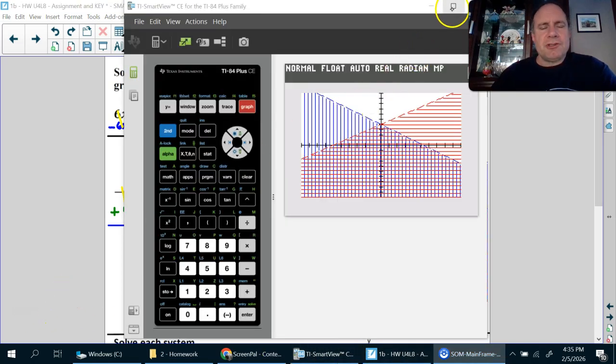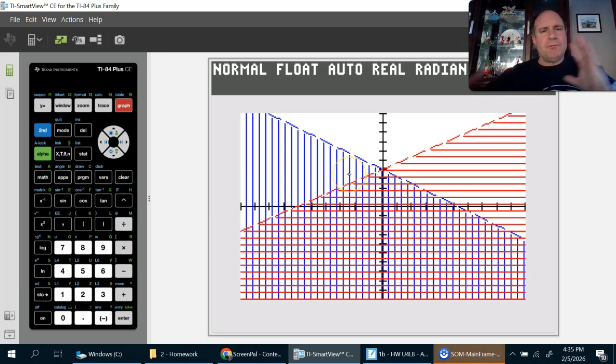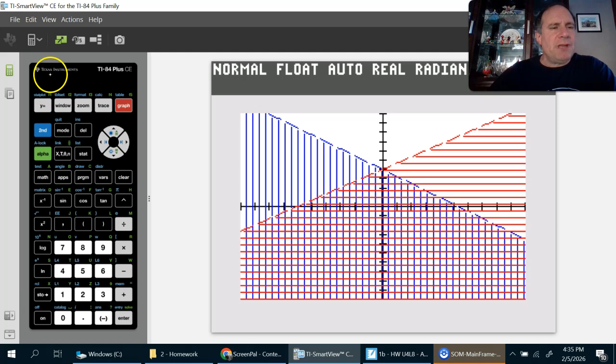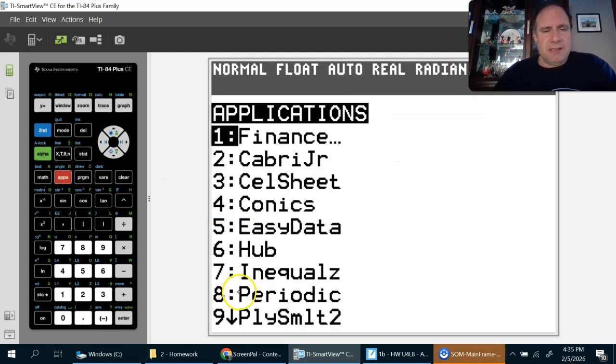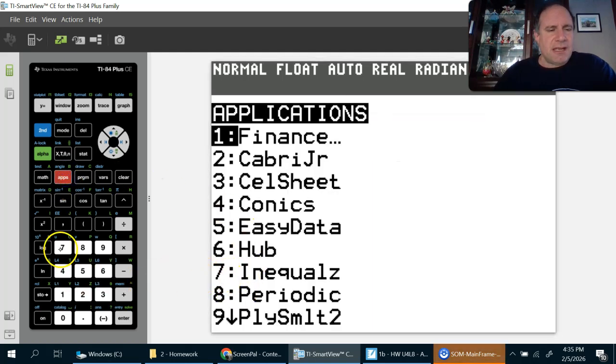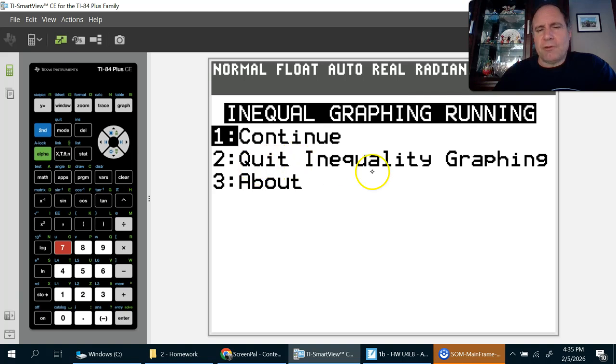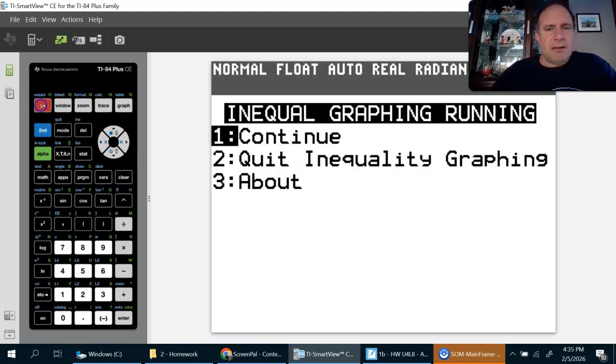So I just wanted to show you one other thing. Once you have the Inequalz app open, you can shut it down a couple of different ways. You could go to apps, and you go to 7 again. It's going to ask you if you want to quit the Inequalz app.